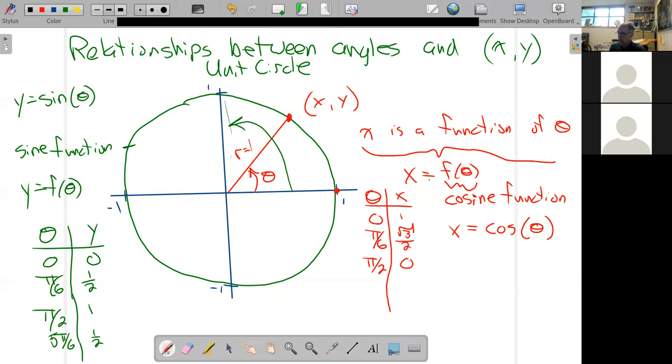So this point xy can also be called the point cosine of theta to get the x, sine of theta to get the y. And so these are very special trig functions, the two most important trigonometric functions, and we're just going to play around with them some more for the rest of the quarter.